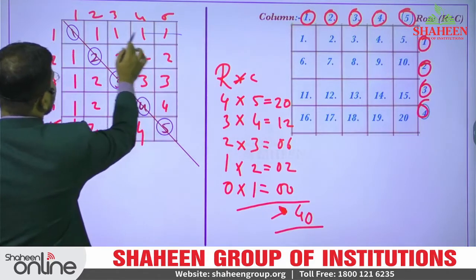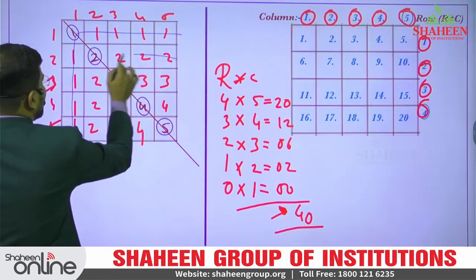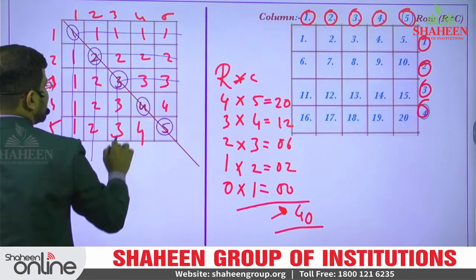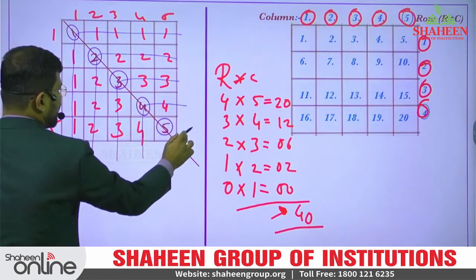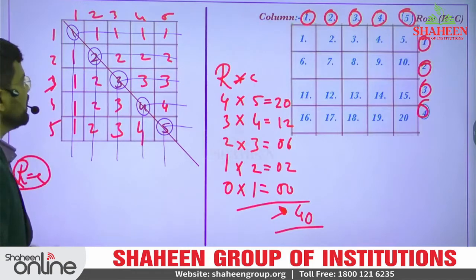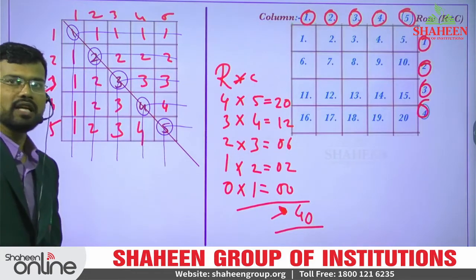Friends, look at here. 1, 1, 1, 1, 1. Okay. 2, 2, 2, 2, 2. Okay. 3, 3, 3, 3, 3. 4, 4, 4, and 5. Are you getting this pattern? Yes. Are you getting this pattern?